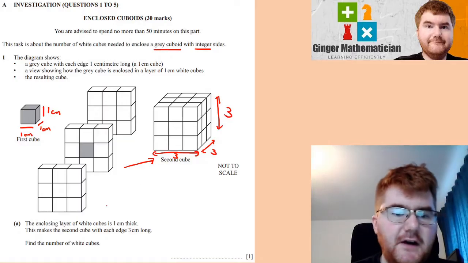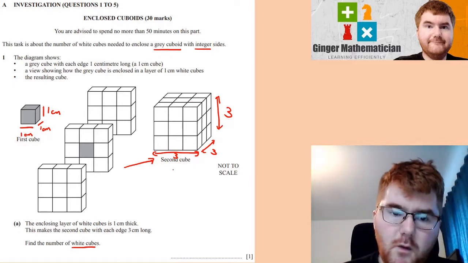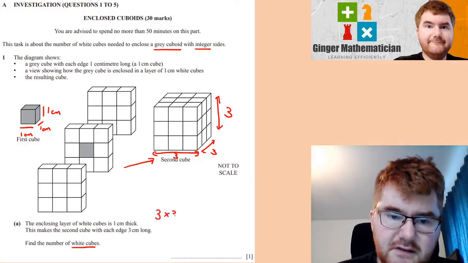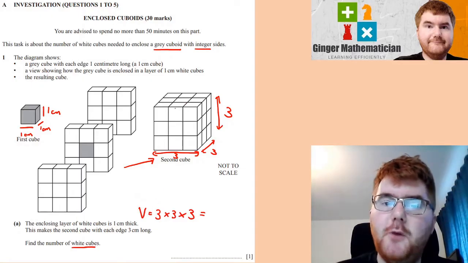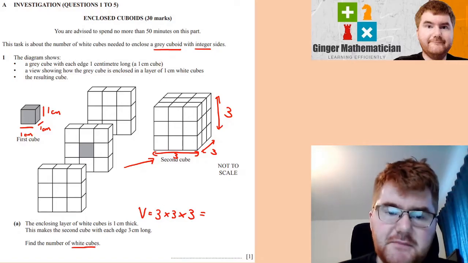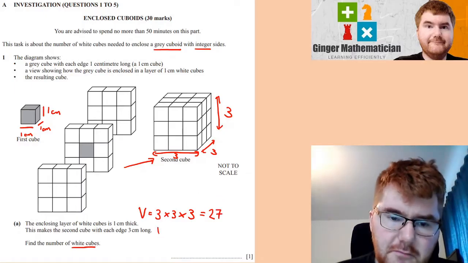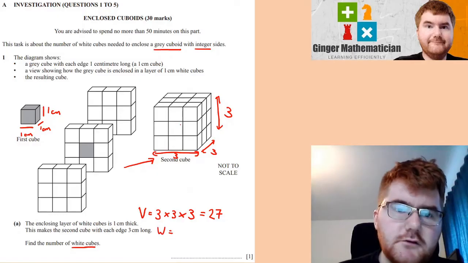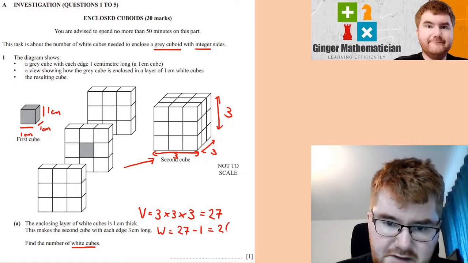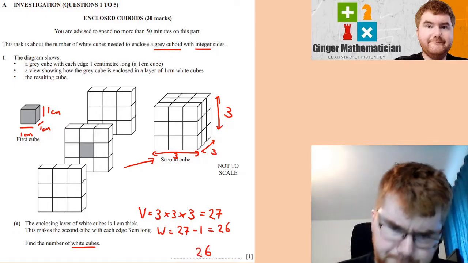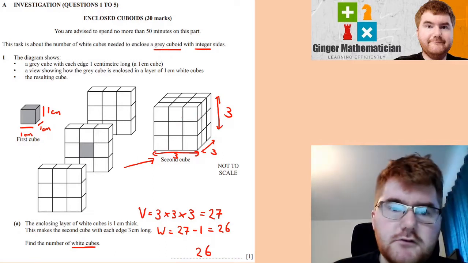And what they want you to do is find the number of white cubes. Well, if we find the total number of cubes here, that's going to be 3 times 3 times 3. Working out the number of cubes is the same as finding the volume of this cube, and 3 times 3 times 3 is equal to 27. However, if we want to work out the number of white cubes, we've got one grey cube in the middle. So we just do 27 minus 1, and that gives us 26 white cubes.